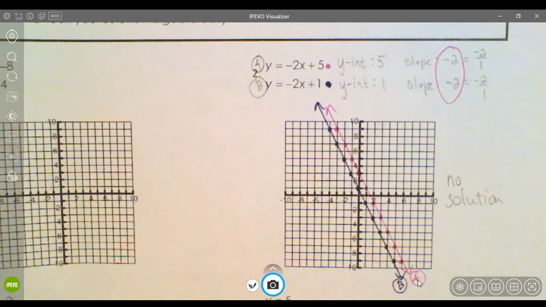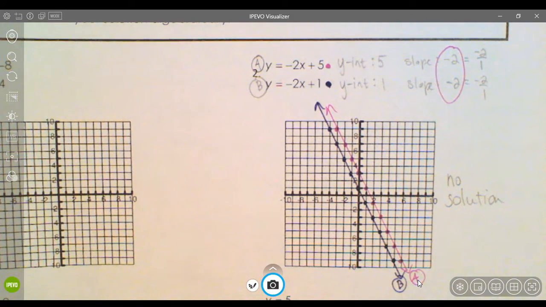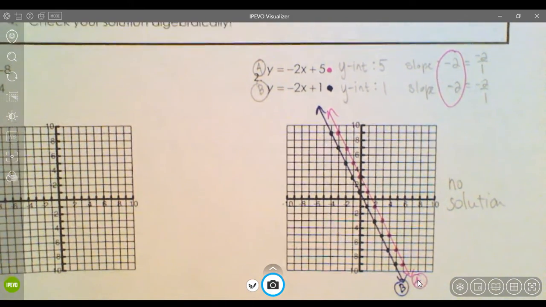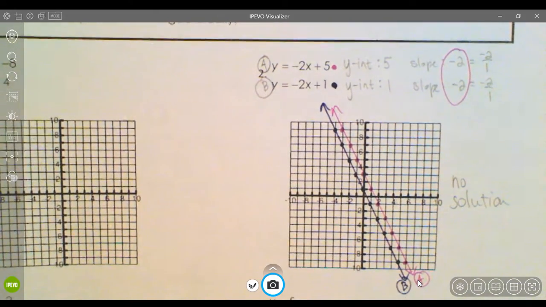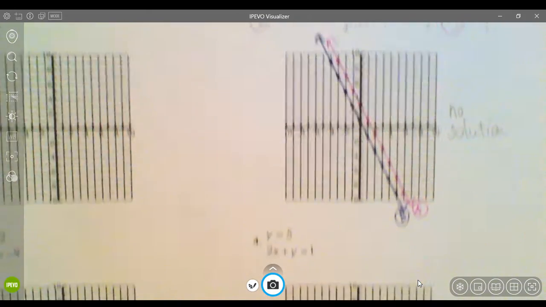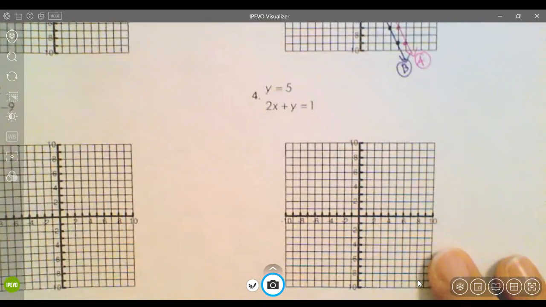They're rising and running in the same direction at the same places, so they will never meet. Whenever you have equal slopes, you're going to have parallel lines. So file that away for a rainy day.